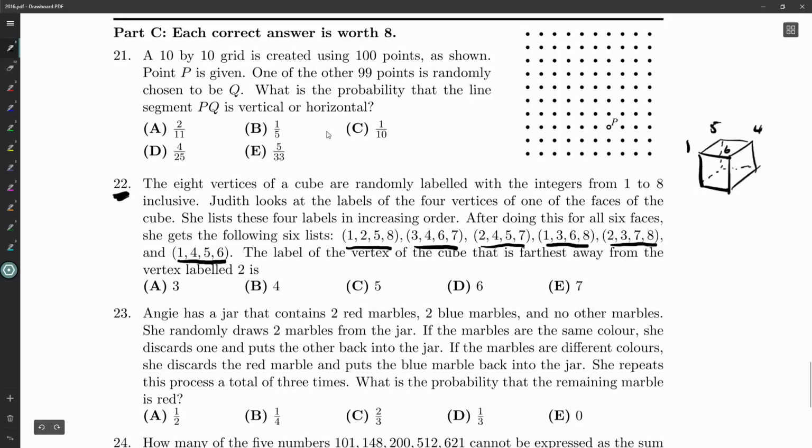The label of the vertex of the cube that is farthest away from the vertex labeled 2 is... So if 2 were down here, this opposite corner is the one that's furthest away. That's what they're looking for. So how can I figure out what's going on with that?